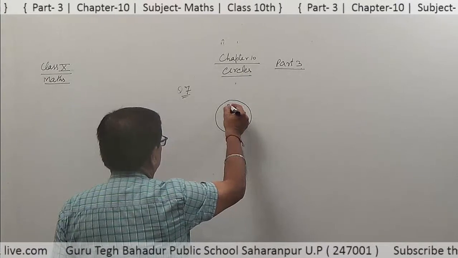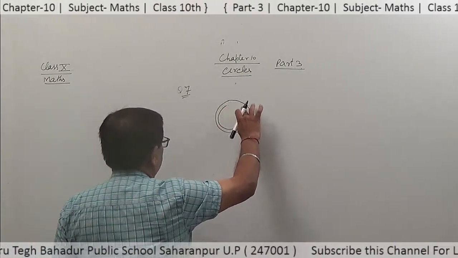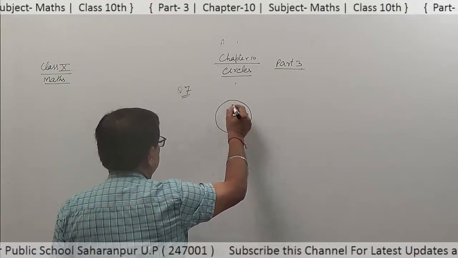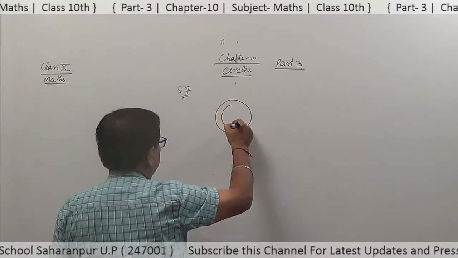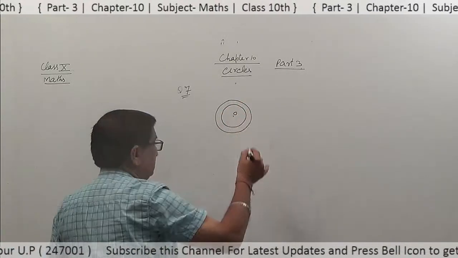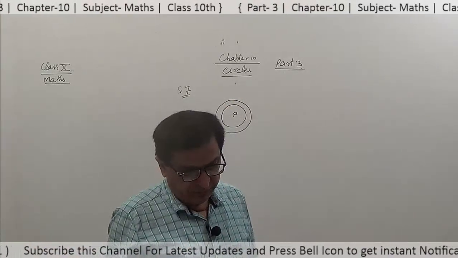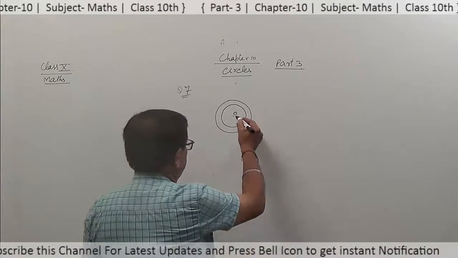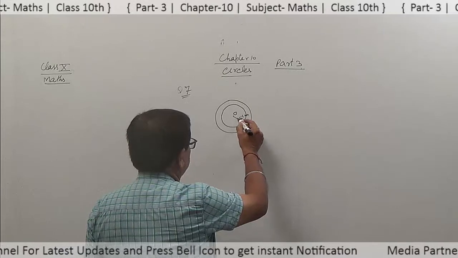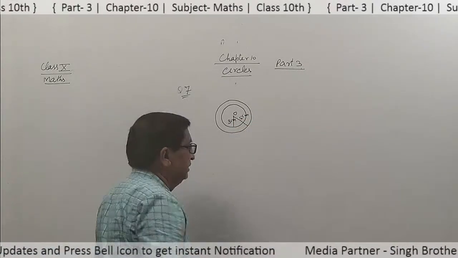This is the concentric circle. Concentric circles are circles whose centers are the same. These are the two circles whose center is the same. This is 5 centimeter and the smaller circle's radius is 3 centimeter.